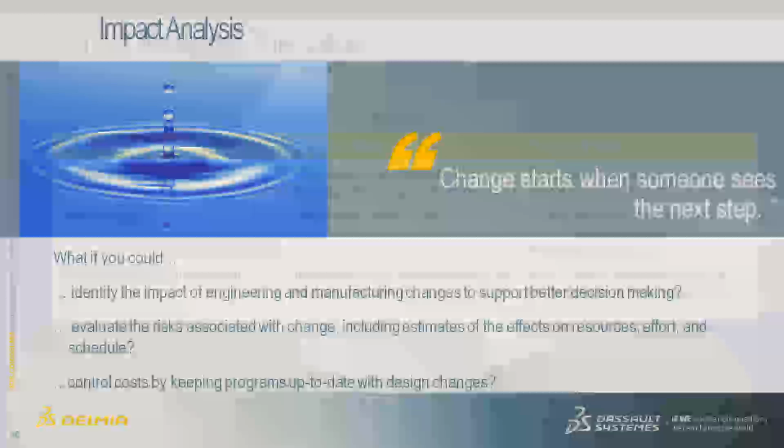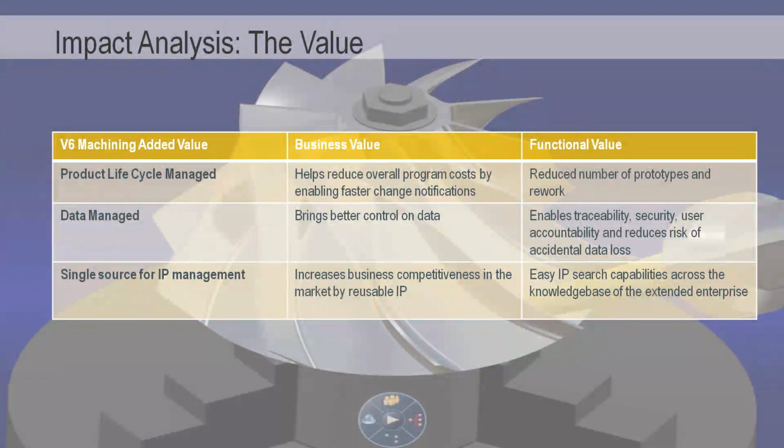The value of impact analysis, product lifecycle managed. The business value is that it helps reduce the overall program cost by enabling faster change notifications. Communication is very key to be efficient. The functional value is reduced number of prototypes and rework. Again, time spent on prototypes and rework is reduced, and again, time is cost.